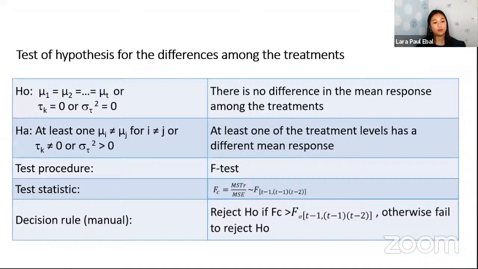Same pattern. We now state the hypothesis. First, we can use the mu's, or mu1 equal to mu2, or the tau i's. For the H0, there is no difference in the mean response among the treatments. You can denote this with mu1 equal to mu2 equal to mu-t. And then for the HA, at least one of the treatment levels has a different mean response. And then the test procedure, again, F test, assuming that the assumptions are satisfied. The F test has this formula, this ratio. Take note, the numerator here is for the treatment. Then reject H0 if the F computed is greater than the F tabulated, or we can use the p-value.